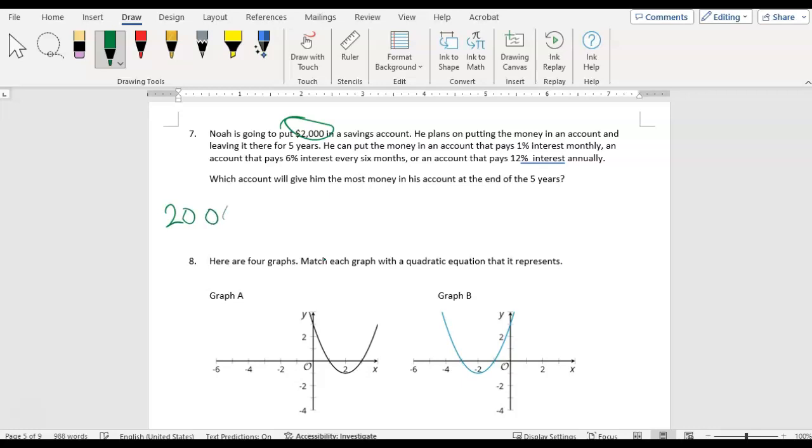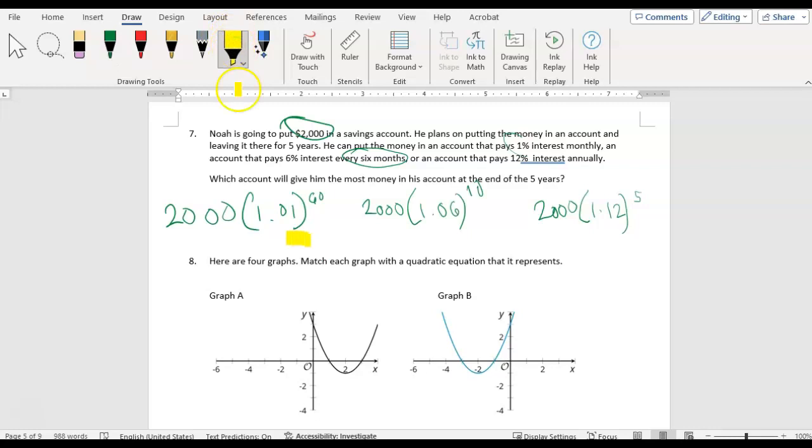So you're going to write your equation. 2,000 times, interest monthly for 5 years would be 60 times, right? 12 months times 5. So this would be 1.01 to the power of 60. The next one would be $2,000 times 1.06. Every 6 months, so that's twice a year. Twice a year for 5 years would be 10 times. And then lastly, 2,000 times 1.12, annually just 1 time. So for 5 years would be 5 times.